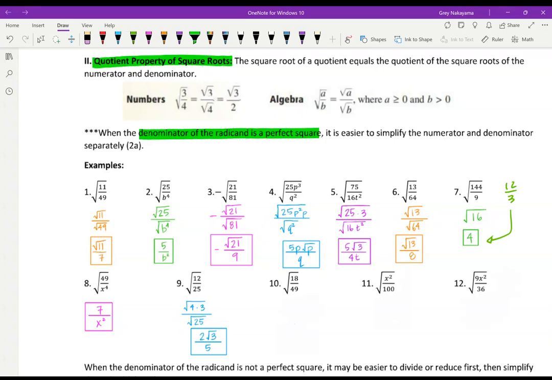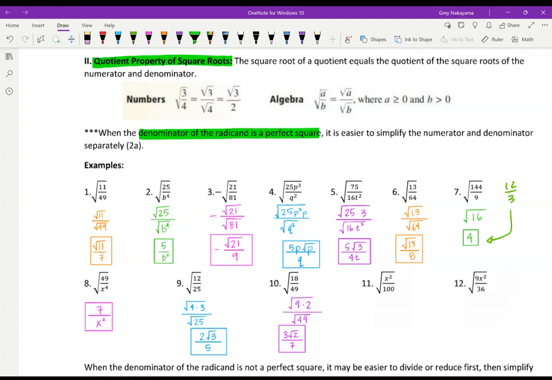But you do have to know how to do this without a calculator. So without a calculator that simplifies radicals. All right, number 10, I'm going to break up my 18 as the square root of 9 times 2. My bottom is still the square root of 49, so that's 3 square roots of 2 over 7.